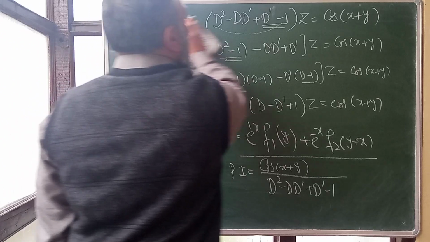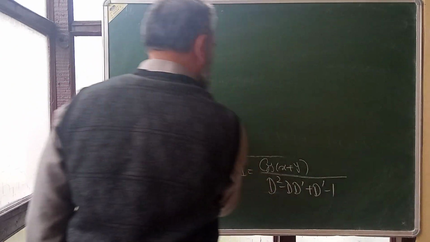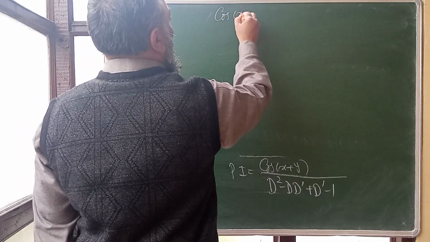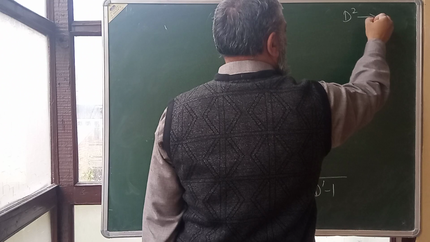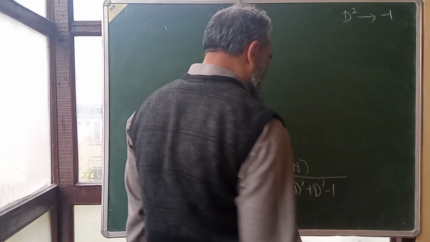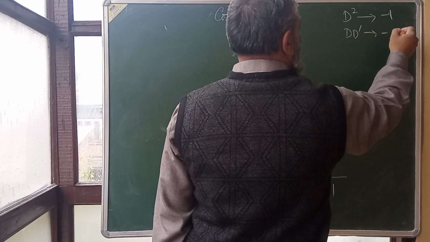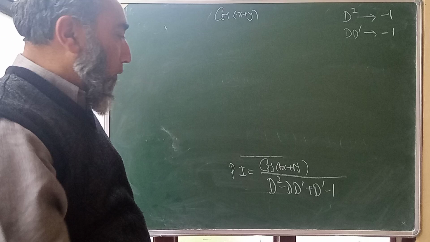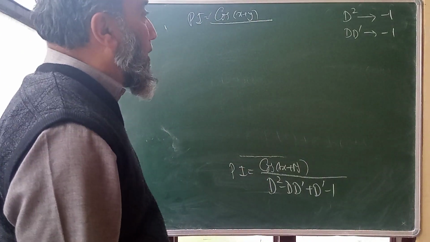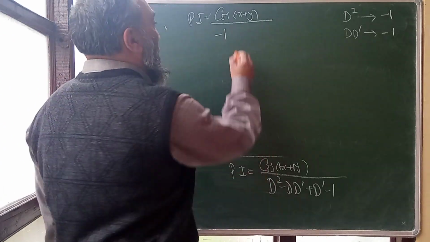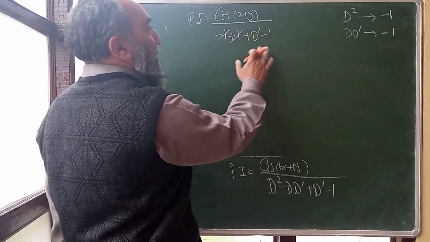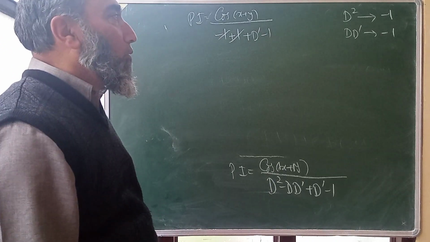So let me do that. I have cos of x plus y. Let me tell you, D² is to be replaced by minus a². a is 1, so minus 1. D′² is not there, and DD′ is minus a into b, 1 into 1, so minus 1. Okay, a is 1, b is 1. So the particular integral is cos of x plus y over (D² replaced by minus 1, DD′ so plus 1, plus D′ minus 1). Okay, now this is cos and this is D′ minus 1. You have to replace D² only, so you have to rationalize it.